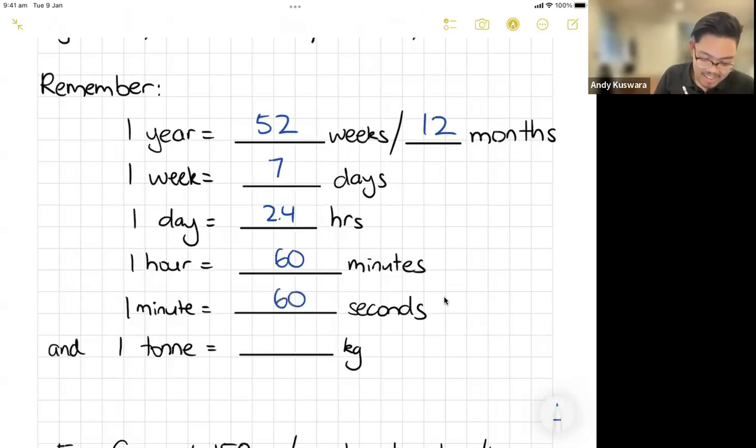And the one that didn't really fit in, but I need you guys to know it for today, is 1 ton is 1,000 kilograms. Okay, so these are some unit measurements. We're going to need to know how many are in each, because that's going to tell us what we need to divide or multiply by for these questions.